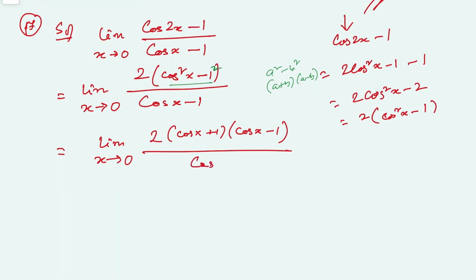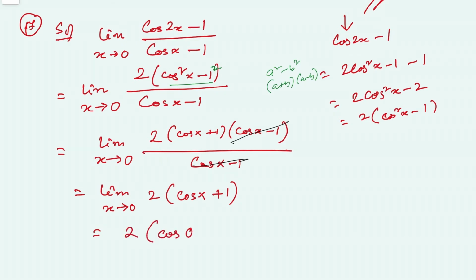Okay, so here cos x minus 1, so you can cancel these two. Then we have got limit 2 cos x plus 1, x tends to 0. Now you can replace the x by 0, and if you do so, then you will get cos 0 plus 1. Cos 0 is 1, so 1 plus 1, that's equal to 2 into 2, that's going to be equal to 4. So that's our answer. So hope you have understood.